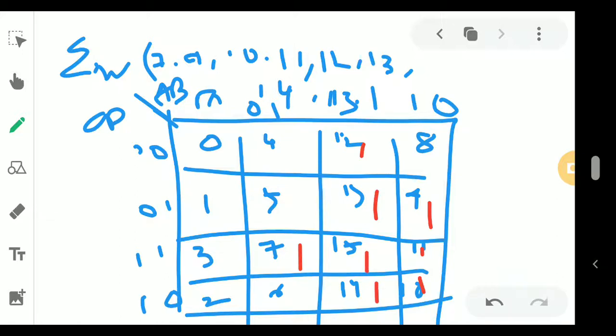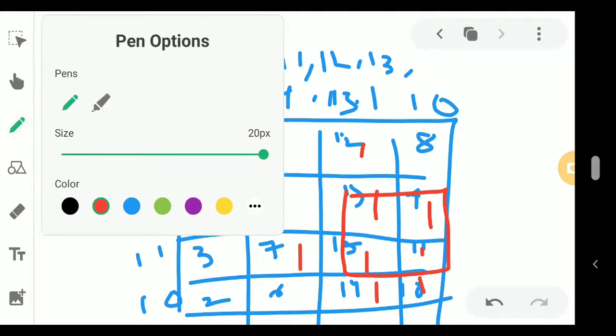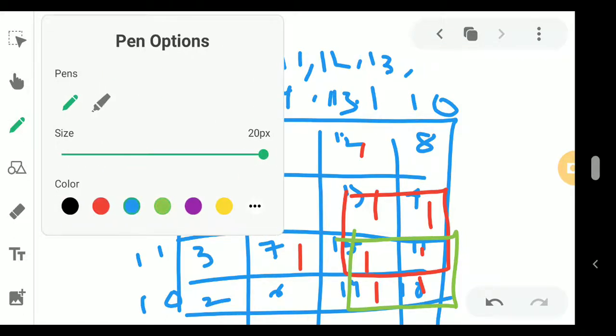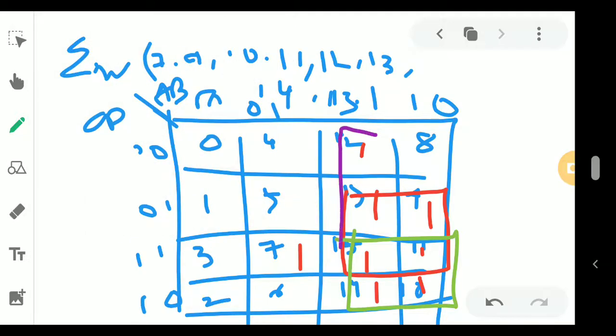Okay, so now you try to combine. I can try to combine these four. Okay, it is done. Then also I can combine with a different color. These 4 I can combine again. Okay, again I can combine all these single fours.